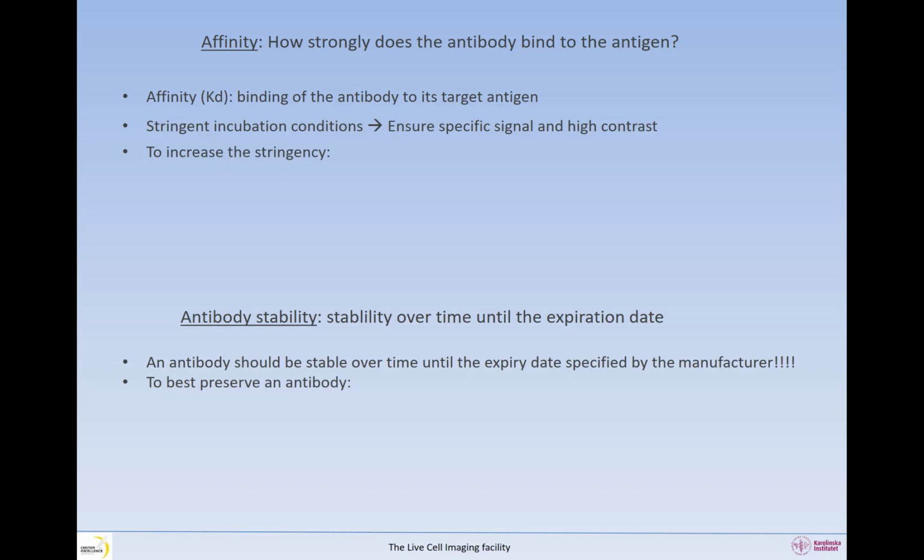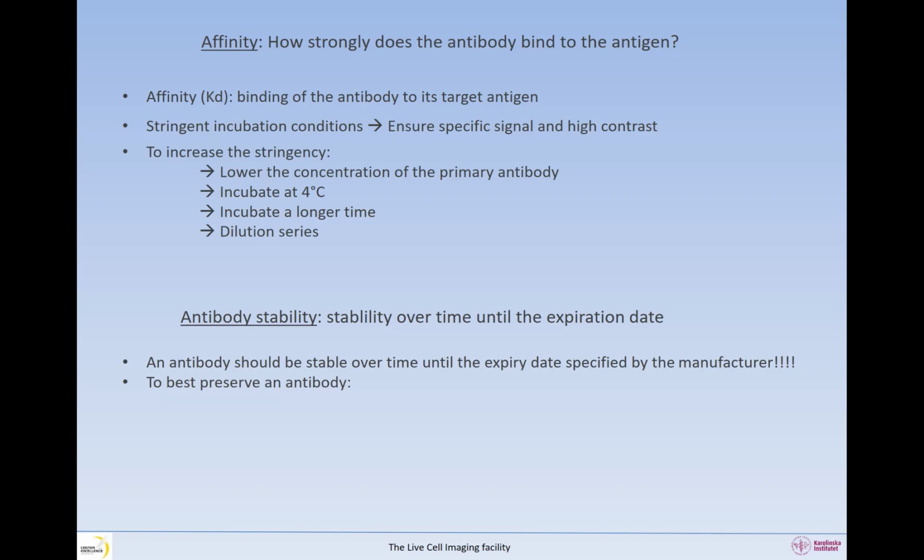And how can we increase the stringency? We can lower the concentration of the primary antibody quite a lot. We incubate with the primary antibody at low temperature, usually at 4 degrees, and for a longer time.